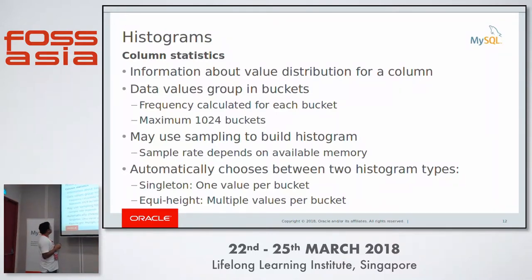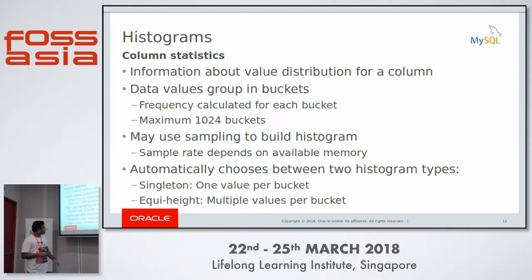The histogram takes the information about the value distribution of a column. It calculates the frequency of each value into groups known as buckets. Right now we support a maximum of 1024 buckets. While creating the histogram, you don't need to take all the data in the column. You can do a sampling based on the available memory that you have, and you can take a random sample. Even this factor is configurable by the user.